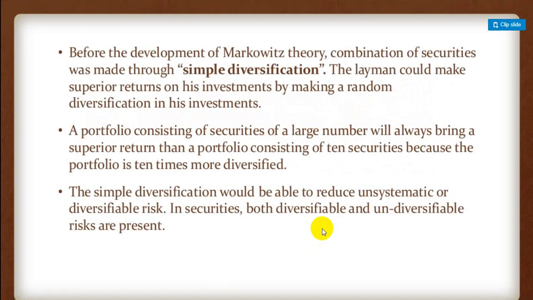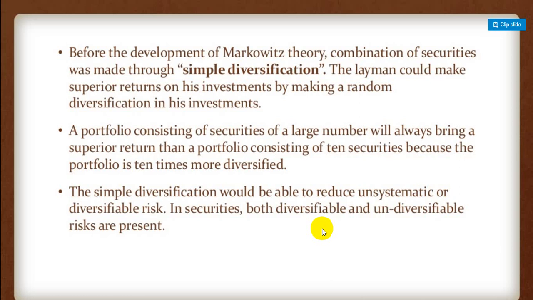Before the development of Markowitz theory, the combination of securities was made through simple diversification. The layman could make superior returns on investment by making a random diversification in his investments. A portfolio consisting of securities of a large number will always bring superior returns than a portfolio consisting of 10 securities, because the portfolio is more diversified. So a large number of securities is more beneficial. Okay, that is what the Markowitz theory says.